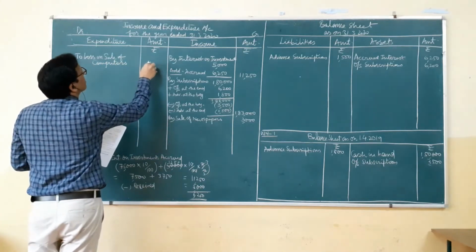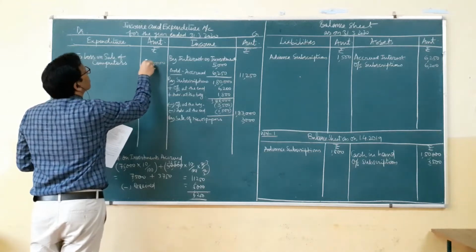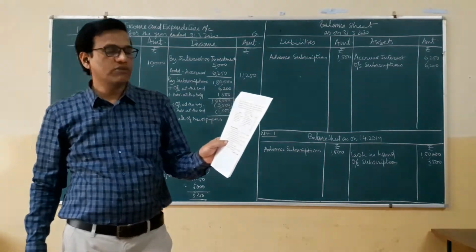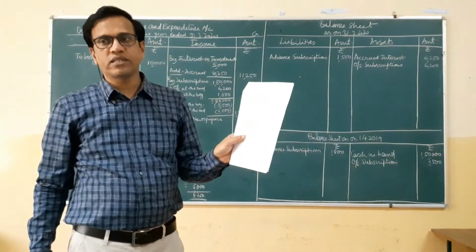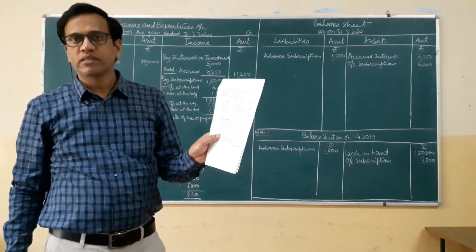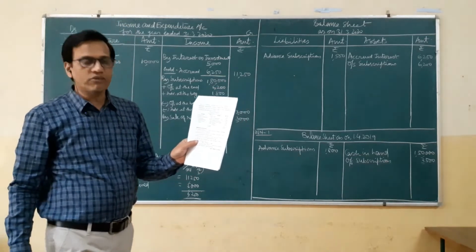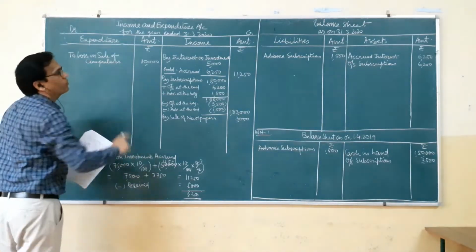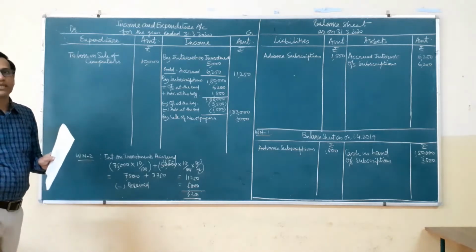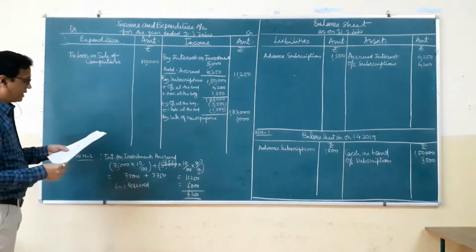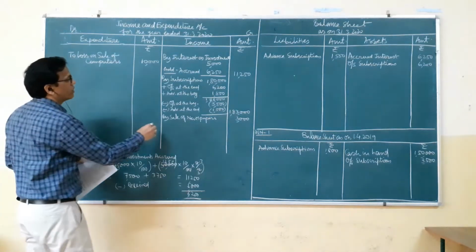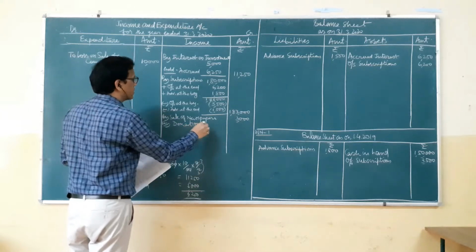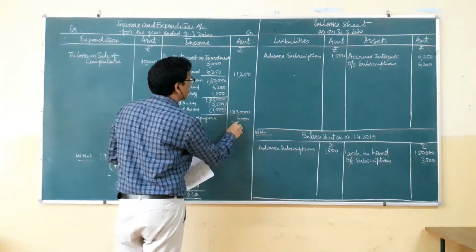This is 10,000. How did we calculate it? Let me tell you once again. Total computers in the beginning were 50,000 rupees. Half of it is sold. 25,000. Half of 50,000 is 25,000. It is sold for 15,000. So there is a loss of 10,000. 25,000 rupees minus 15,000 sale price. Then next item is donations. So we write it as by donations. It is our general donation. So donations are 75,000 rupees.